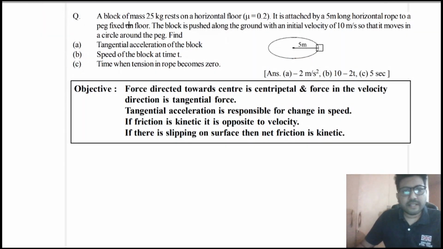Now let us look at the next question. In this question it is given that a block of mass 25 kg rests on a horizontal floor where the coefficient of friction is 0.2. It is attached by a 5-meter long horizontal rope attached to a peg fixed on the floor. The block is pushed along the ground with an initial velocity of 10 meter per second so that it moves in a circle. Then we need to find the tangential acceleration of the block. We need to find the speed of the block at time t, and we need to find the time when the tension in the rope becomes 0.